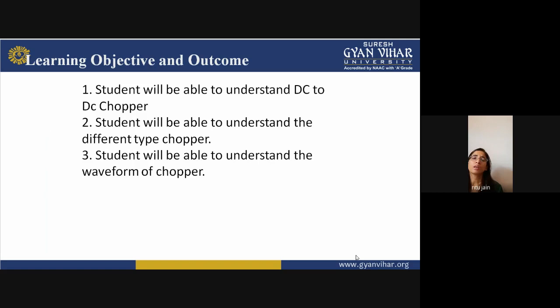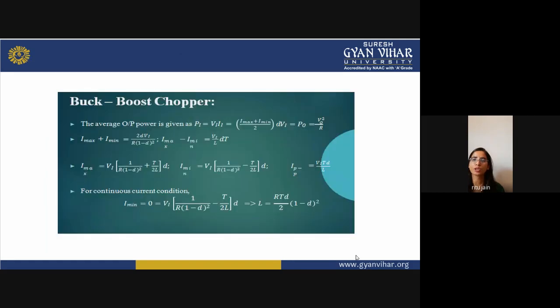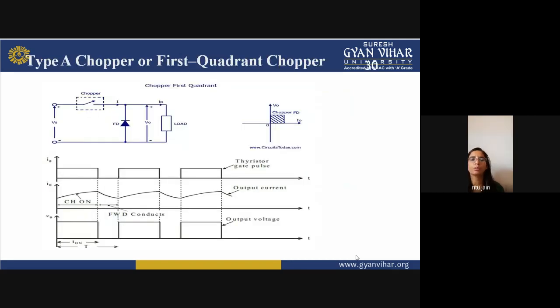After this lecture, I expect students to be able to understand the DC to DC chopper, the different types of choppers which operate in different quadrants, and the waveforms of the different types of choppers. According to quadrant, we can classify choppers into five parts: class A, class B, class C, class D, and class E chopper. First we will discuss the class A chopper.